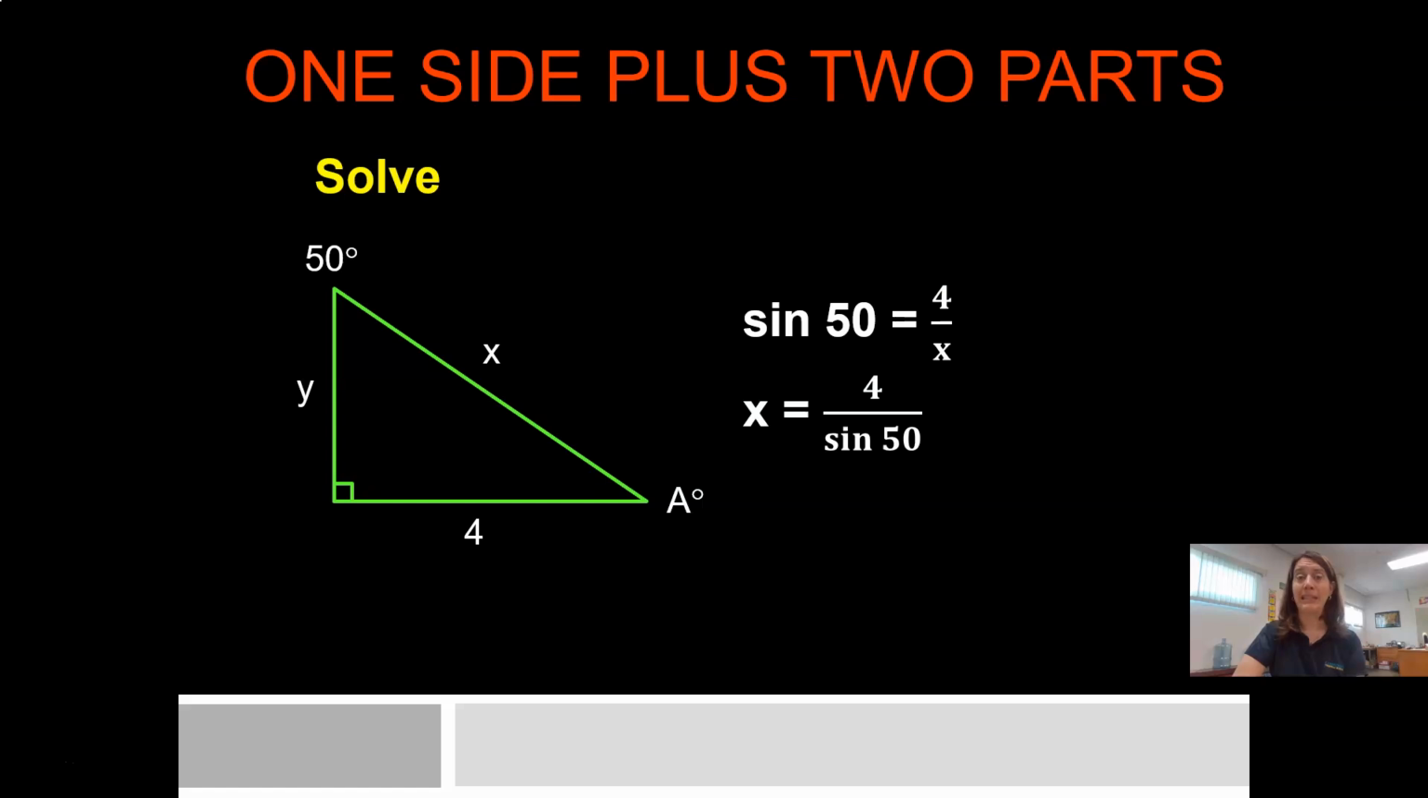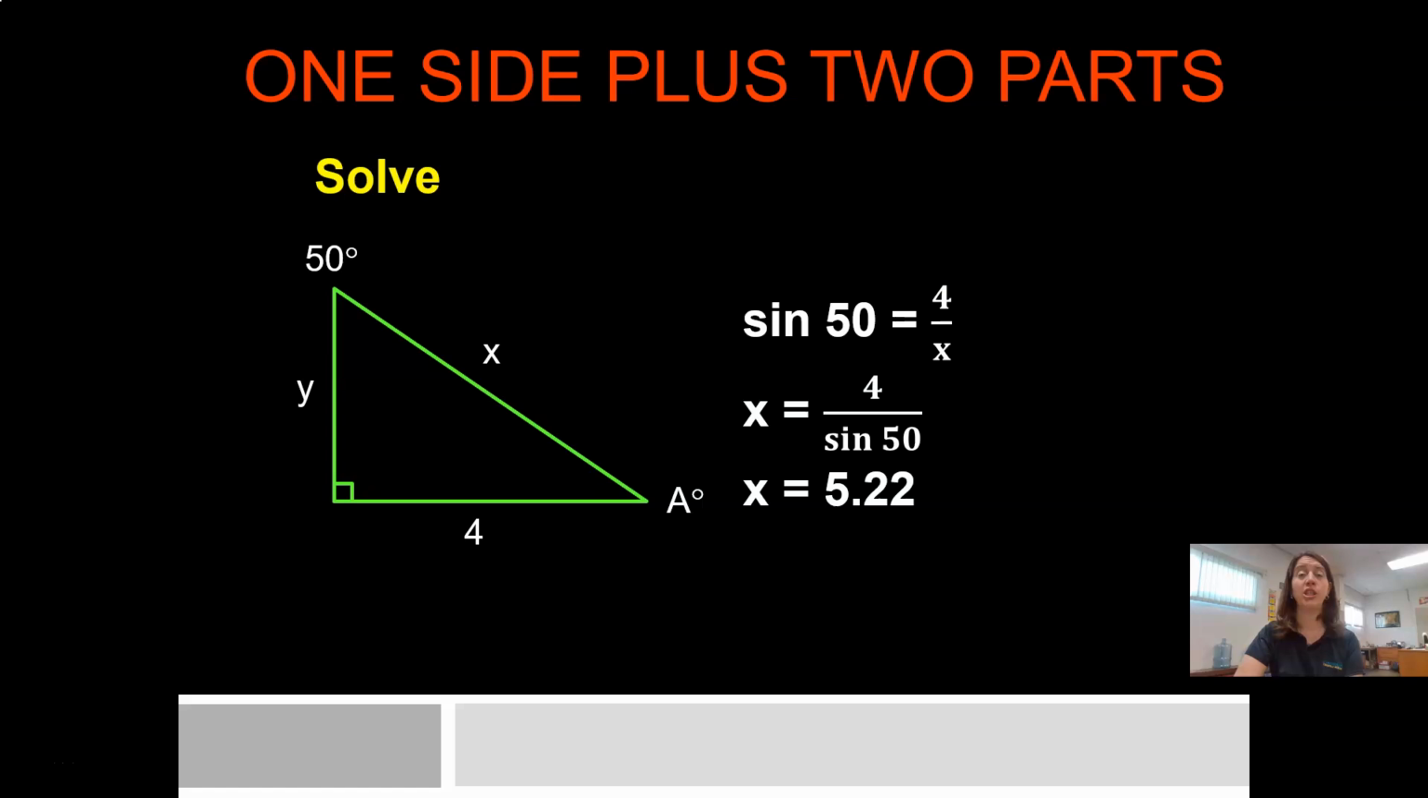The x is all by itself now, so we can type that division into the calculator. We're going to go ahead and round to the nearest hundredth, so 2 decimal places, and I came up with 5.22 for my answer for x. So again, how did I do that? I had to pick out the trig ratio from the 50. We had the opposite. We were looking for the hypotenuse, and opposite over hypotenuse is our sine ratio.